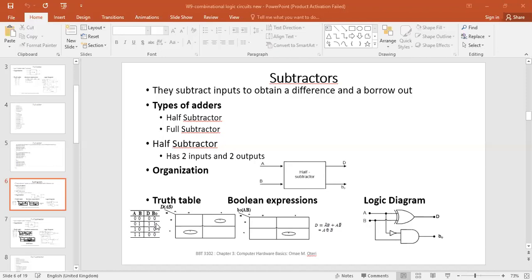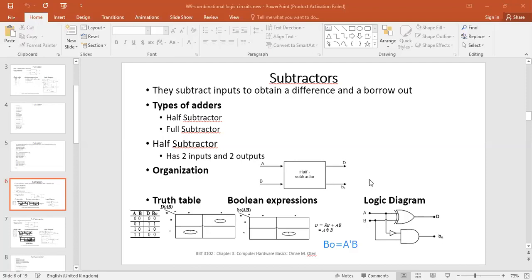Then the borrowout is the only one which becomes a bit different, because the one moves from 1-1 to 0-1. In that case, your borrowout will be given by, it's not written anywhere here, so I can write it for you. Borrowout is equal to A bar B, and you realize that the half adder carry was given by A and B. So if you look at the diagram, we just introduce an inverter to A, and we change the sum to the difference, and the carry out to the borrowout.